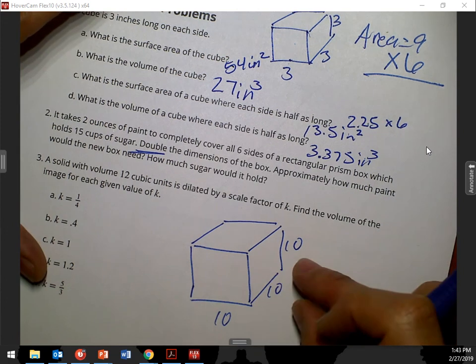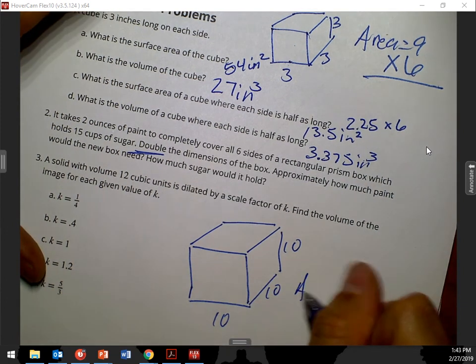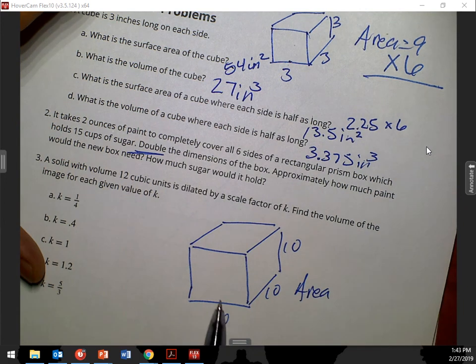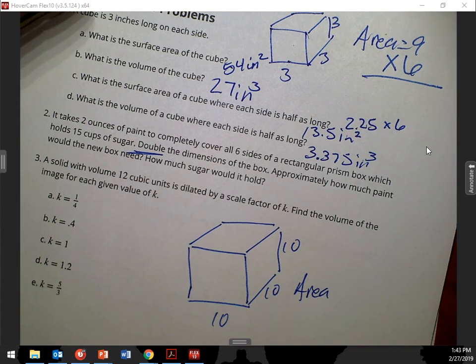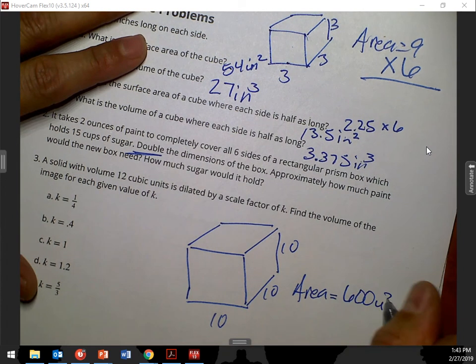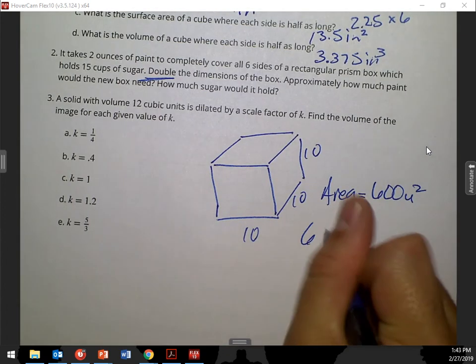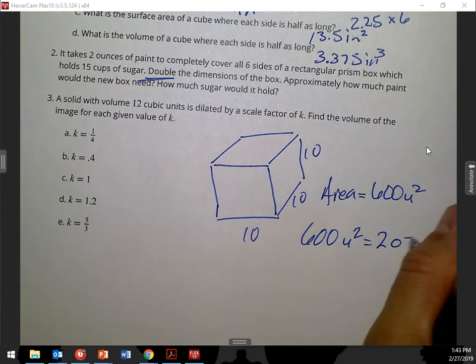So for this one right here, I need to find the area, which is going to be 10 times 10, which is 100, right? How many sides do I have? 6. So 600, whatever my units squared are, right? And that equals 2 ounces.